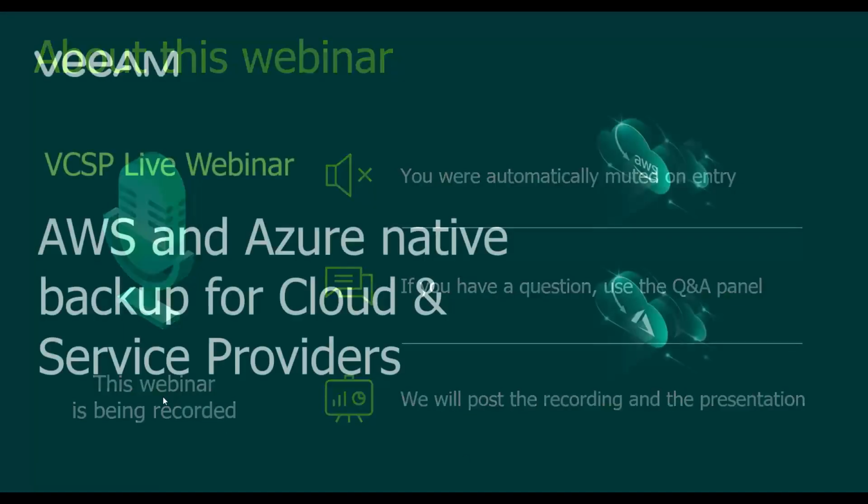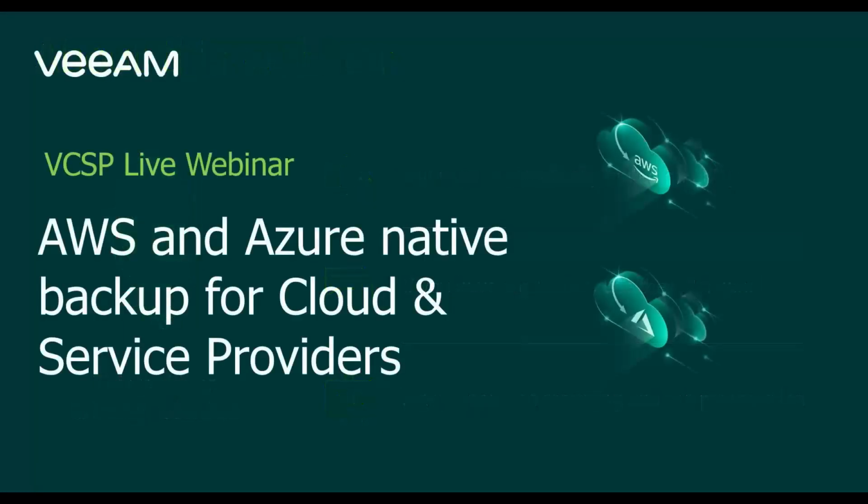Obviously, the agenda of today's webinar is to go through our new offerings for the AWS and Azure native backups, specifically focusing on cloud and service providers. We'll go a little bit deeper into what kind of services you can deliver, how you can use these products in your SLAs and in the services you deliver to your customers. We'll go a little bit through the market as well, but the main idea is to show the product to inspire thoughts on how you can transfer those into the services you deliver.